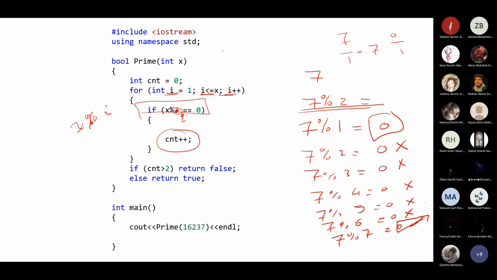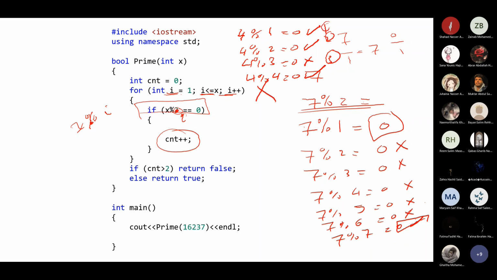So for any number, let's say 4. 4 mod 1 equals 0? Yes. 4 mod 2 equals 0? Yes. 4 mod 3 equals 0? No. 4 mod 4 equals 0? Yes. So how many? 1, 2, and 3. So it's not prime. Okay. I'll repeat it again, but let me just first correct this.